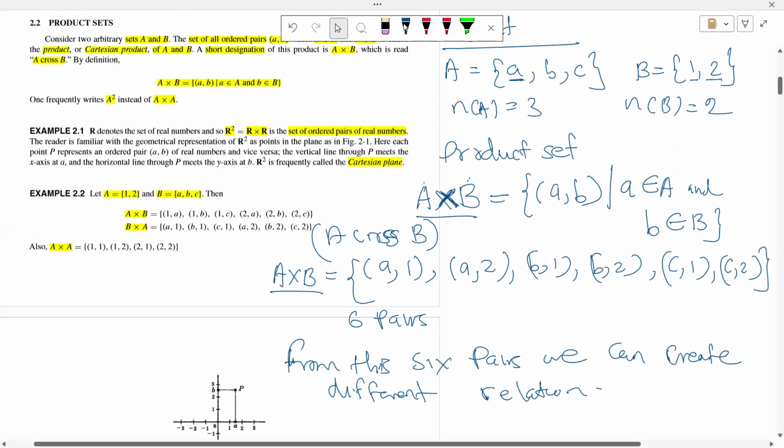Someone asked something. Yeah, tell me, why do we put A comma B, and C is not coming?